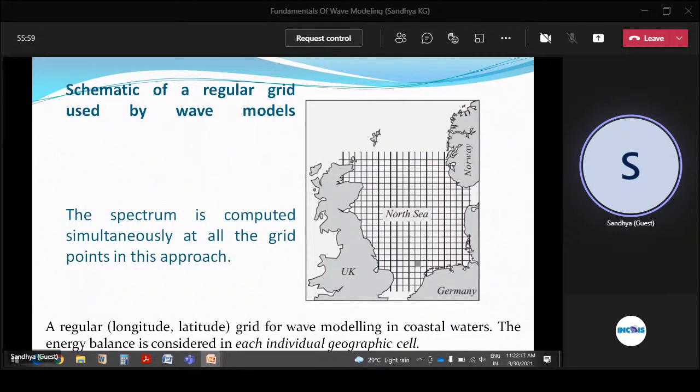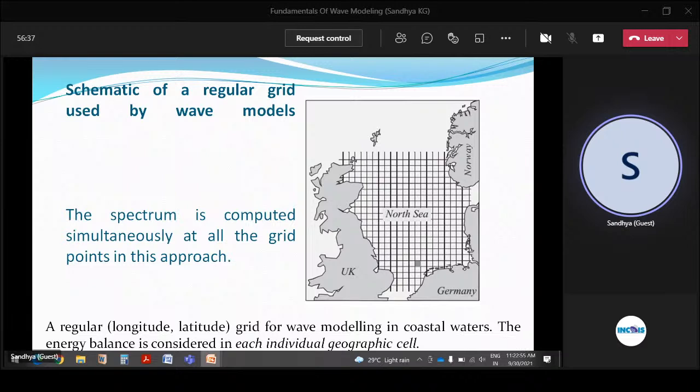Now, this is a schematic of a regular grid used by a wave model. What is meant by a regular grid? Here you see the sea area is divided into grids having finite, equidistant longitude and latitude. They are regular grids. The resolution is constant in the x and y directions, longitude and latitude directions. So this kind of grid is very easy to set up.